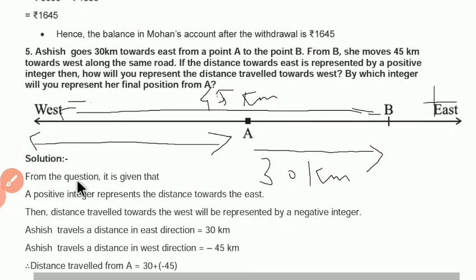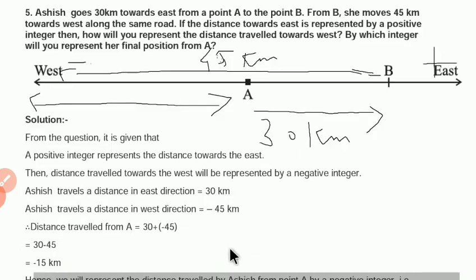From the question it is given that a positive integer represents the direction towards the east. It is already given in the question. Then distance traveled toward the west will be represented by a negative integer. If we have taken positive for east direction, then for west we will take a negative integer. Ashish travels a distance in east direction. How much is given in east direction? 30 kilometer, plus 30 kilometer. Ashish travels a distance in west direction. West means opposite direction, means minus direction. And how much kilometer? 45 kilometer. So we'll write it as minus 45 kilometer.